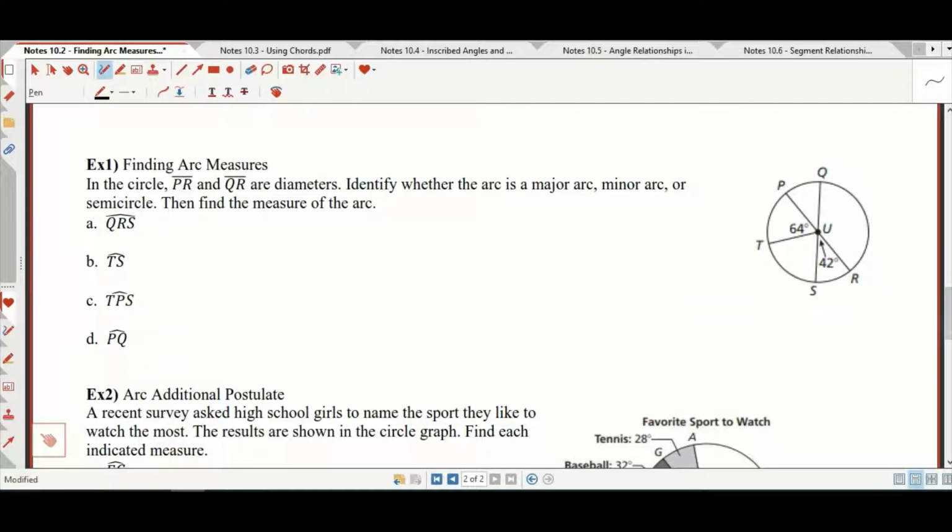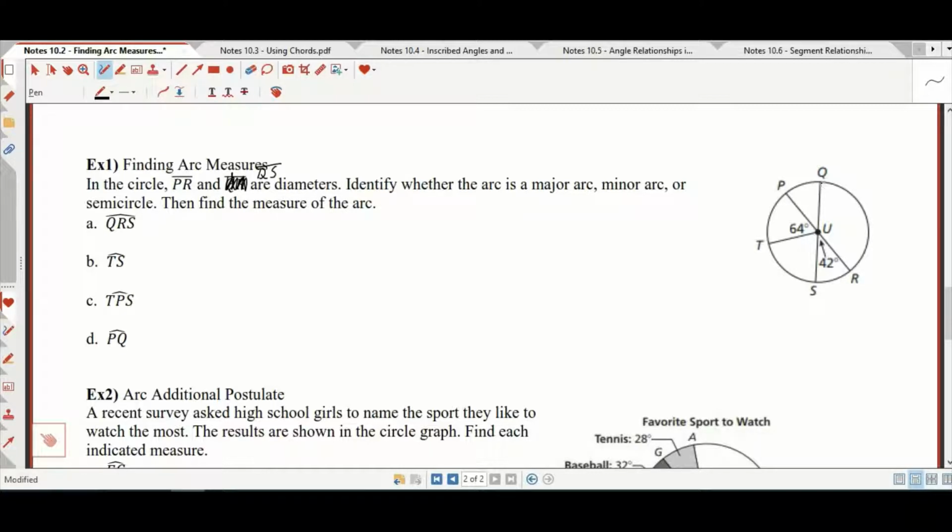Finding arc measures. In the circle, PR and QS are diameters. PR and QR, P to R, and that's a typo. Q to R is not a diameter. Q to S is a diameter. QS is another diameter. Identify whether the arc is a major arc, minor arc, or semicircle, and find its measure.